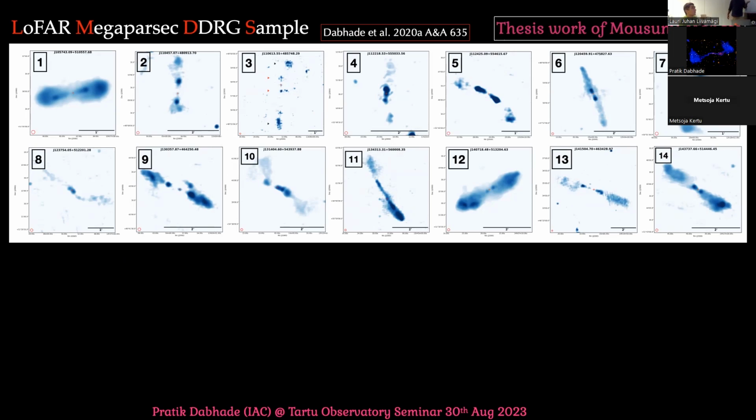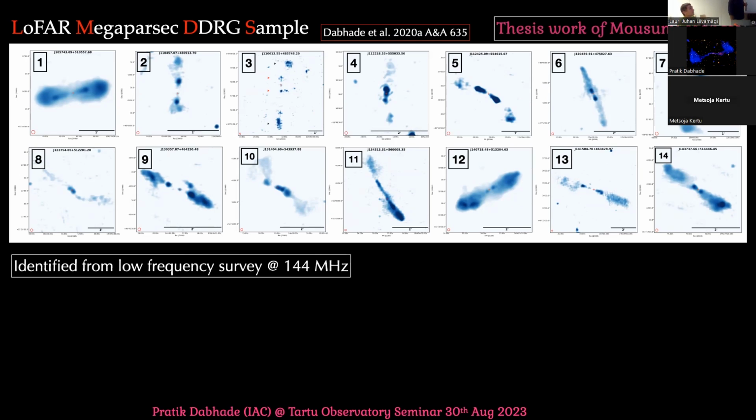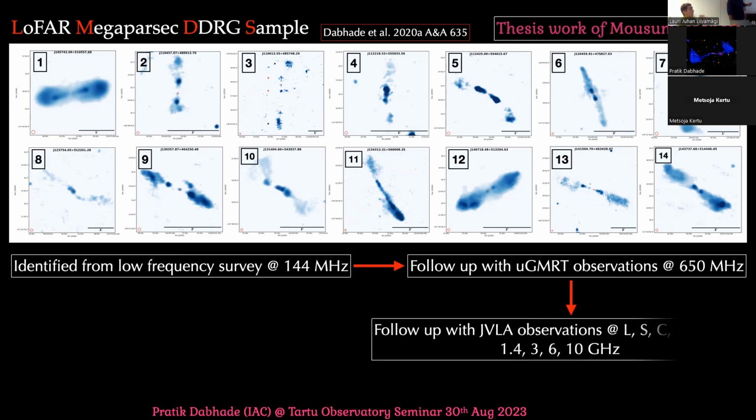And we put in proposals to various telescopes, including GMRT and VLA. This was identified from low frequency, so we already have that data. We don't need additional data. So that was the best part of it. Then we obtained GMRT at 650 megahertz. Then we followed it up with higher bands. So basically, we'll have the spectral coverage all the way from low frequency 144 megahertz to 10 gigahertz, and that's as wide as one can go for studying these sources.